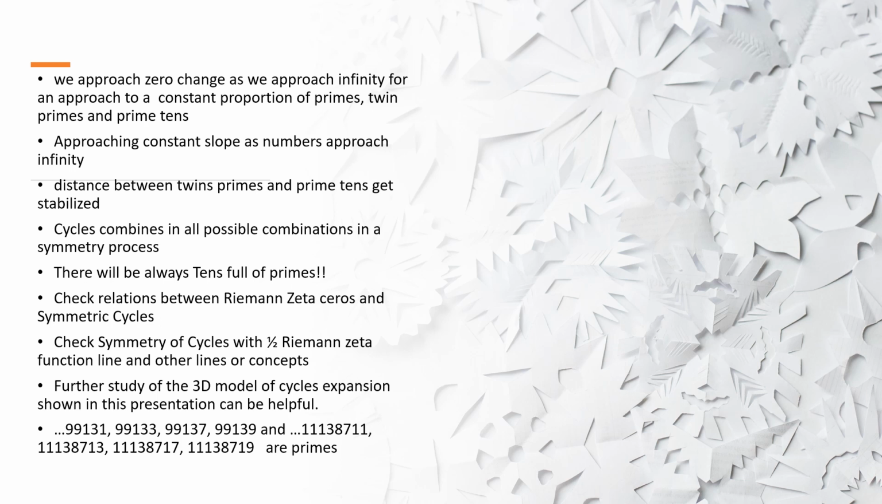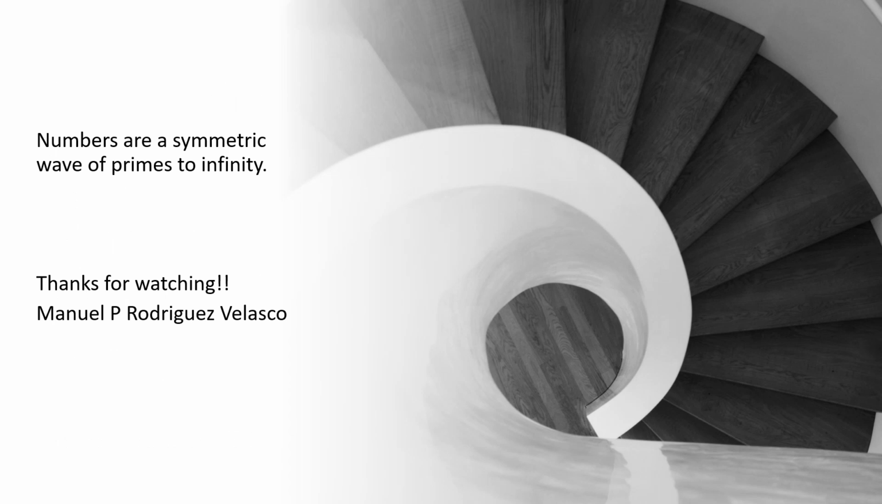And you have there two prime tens, two tens full of primes. One is in the tens of thousands, and the other one is in the millions already. Numbers are a symmetric wave of primes to infinity.